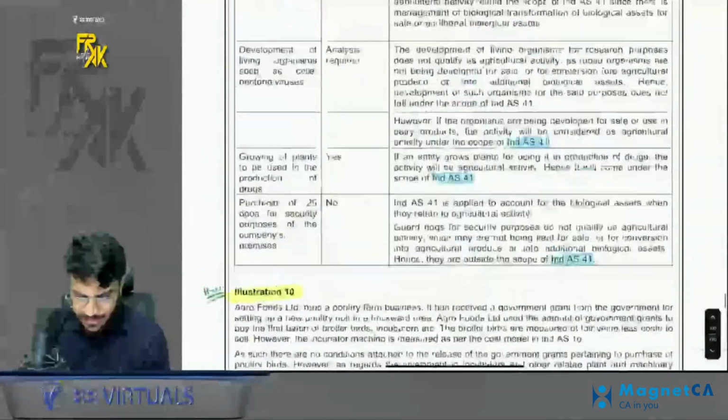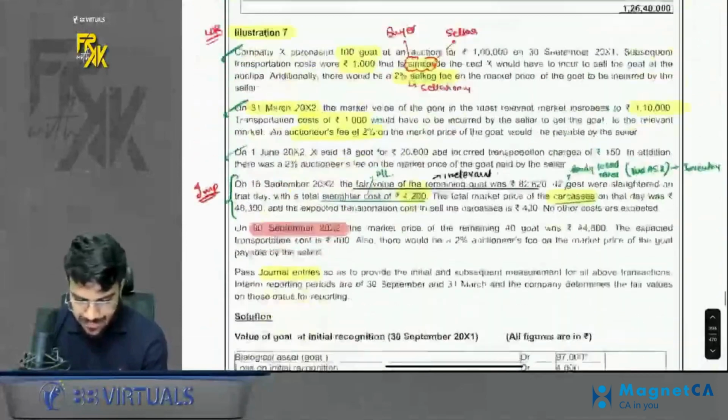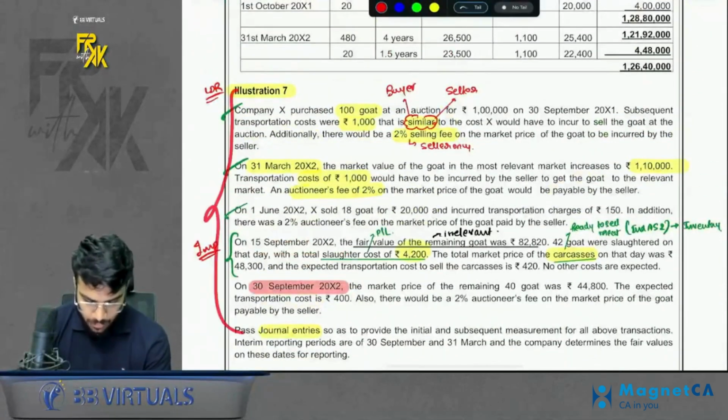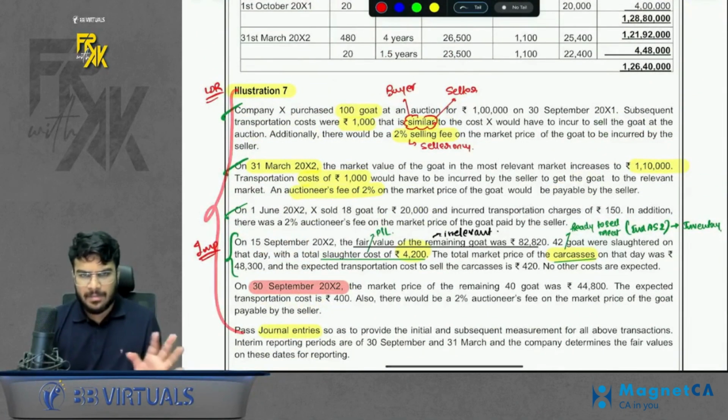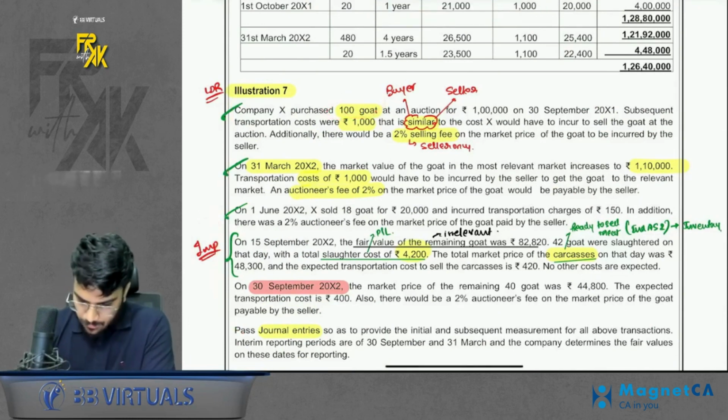Now also let's revise the remaining questions which are pending. I revised till the 6th question. Now the 7th question is also a very good question, an LDR question. Please have a look at what is to be done. But a simple question. It says we got 100 goats, where we incurred some transportation cost.